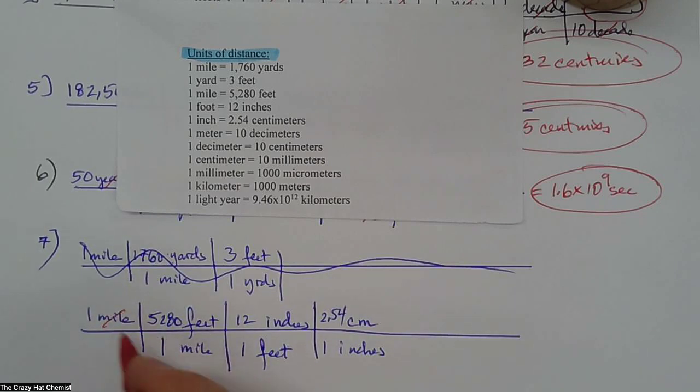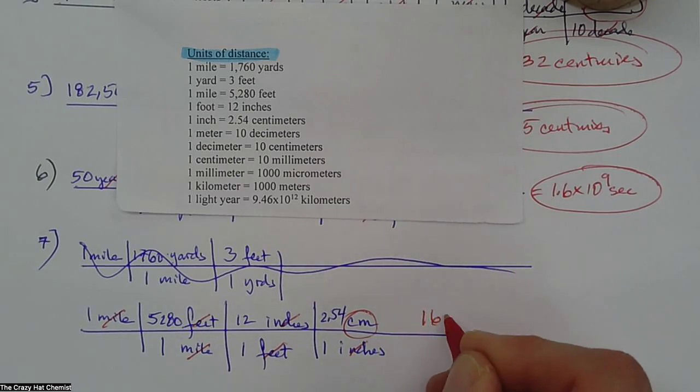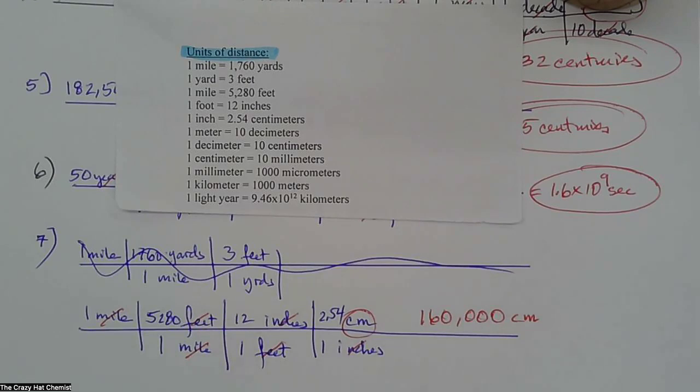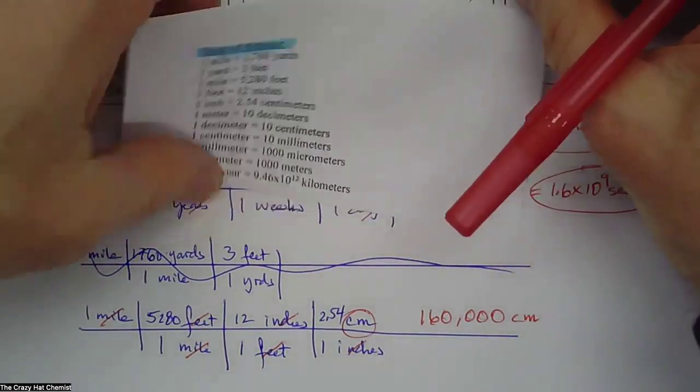I'm going to see that the miles cancel, the feet cancel, the inches cancel. I'm left with centimeters. So let's get a numeric value for this. 5,280 times 12 times 2.54. And we are going to get how many centimeters? That is 160,000 centimeters in 1 mile. It's a lot of centimeters in a mile. All right, so let's continue on.